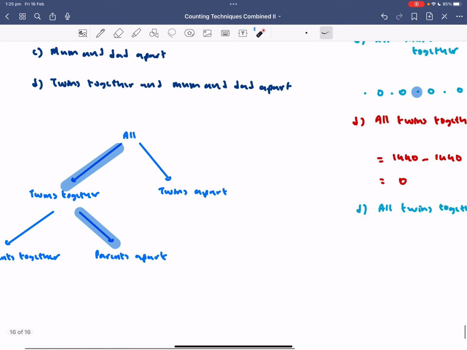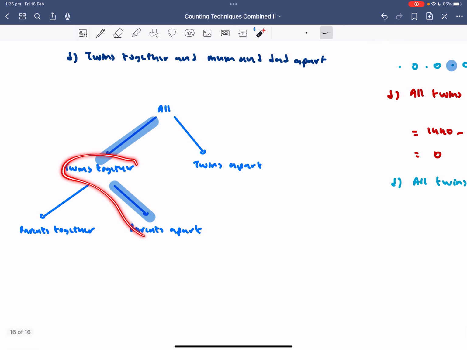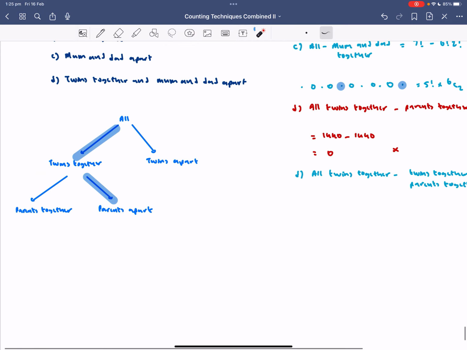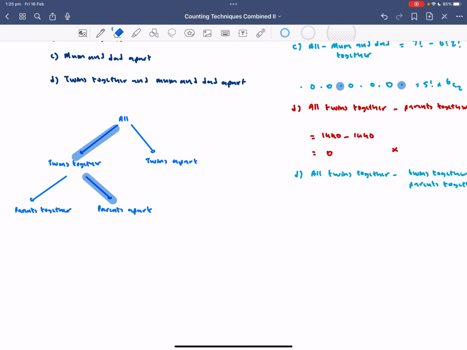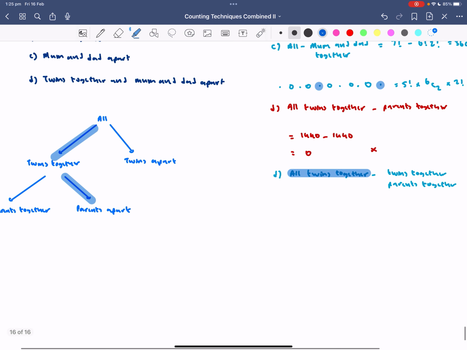So this is what I'm basically saying: you want to know how many go down this branch here. So if you want to know how many go down this branch here, you have to do all of these, which is twins together. I hope everyone first of all realizes that twins together is this. And then we're minusing away, out of this, the ones where the twins are together and the parents are together. We're minusing away this branch.